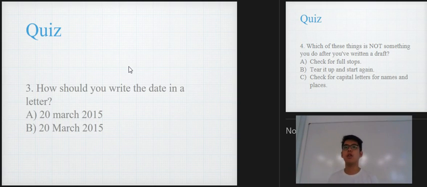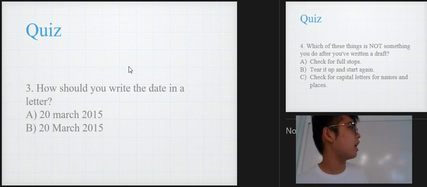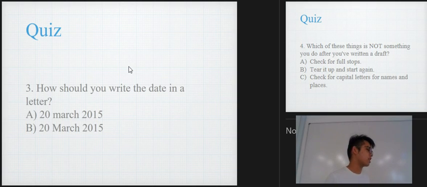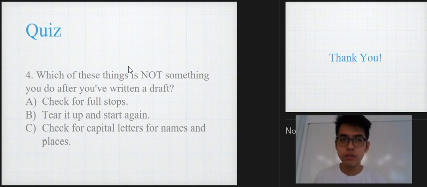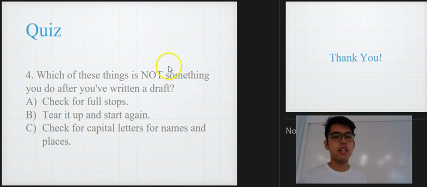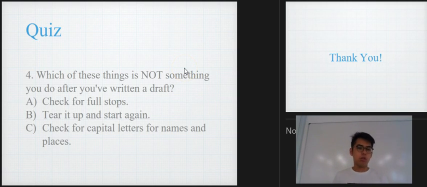Okay, thank you. So when we use certain words like names and months, they should be capitalized. That is why I gave you the third question. Also, now the fourth question is, which of these things is not something a copy editor should do after reading the draft?